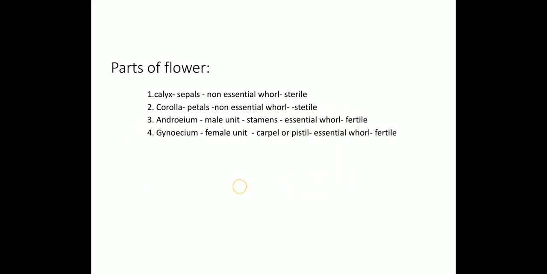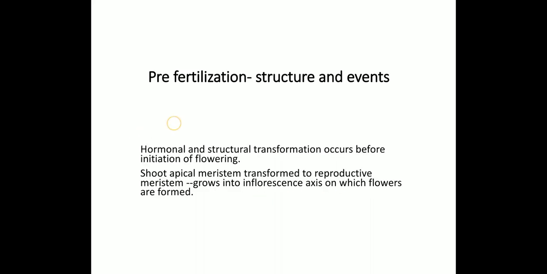Now we are going to start with the pre-fertilization structure and events. So what are the pre-fertilization structure and events? All the events which occur before the process of fertilization are called pre-fertilization events, and as you know, mainly it consists of gametogenesis and gamete transfer. During this pre-fertilization process, before the initiation of flowering, hormonal and structural transformations take place.